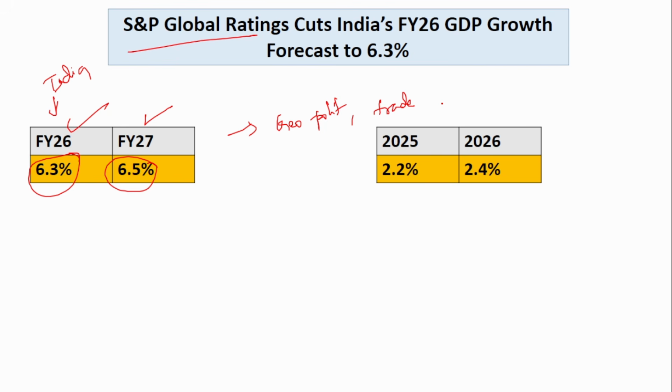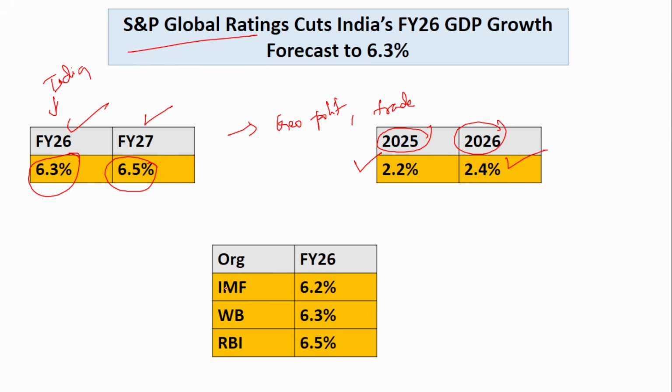Similarly, the global projection, the overall world projection, for 2025 is 2.2% and for 2026 it is 2.4%. For other organizations' projections, IMF has projected that India will grow at 6.2% for financial year 26, World Bank 6.3%, Reserve Bank of India 6.5%. You have to remember financial year 26 India's GDP projection by various important agencies like S&P, IMF, World Bank and RBI, and the global projection is also equally important. Please remember these numbers. That is why I have provided the other organizations' projections also. Remember financial year 26: S&P 6.3%, World Bank also 6.3%, then IMF 6.2%, Reserve Bank of India 6.5%.